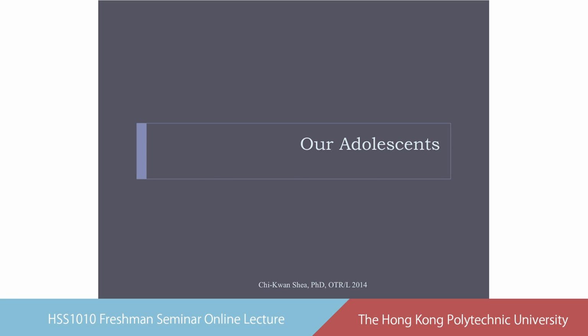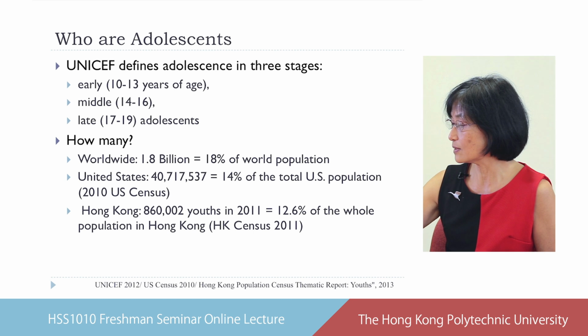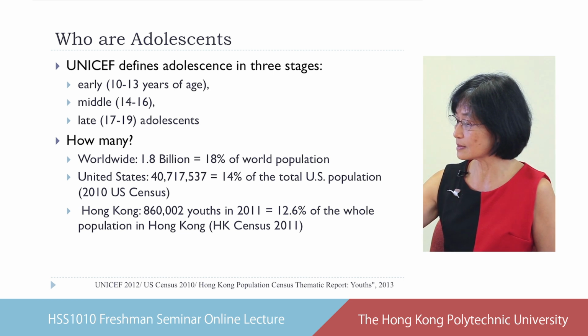The adolescents in Grease were the 70s youth. So what about the adolescents of our time now? UNICEF defined adolescence in three stages: early, middle, and late. So the age span is roughly 10 to 19 years old. There are about 1.8 billion adolescents in the world, over 40 million in the USA, and about 860,000 in Hong Kong. Although not a majority, this age group is quite substantial. However, they often may be overlooked or underestimated.